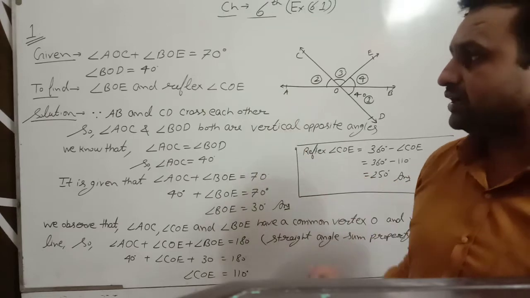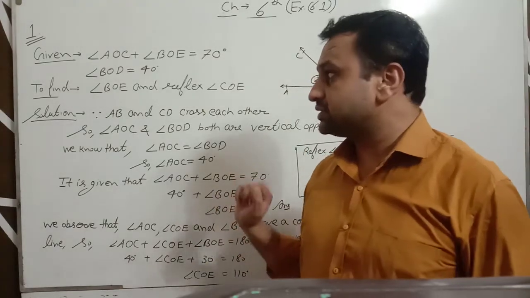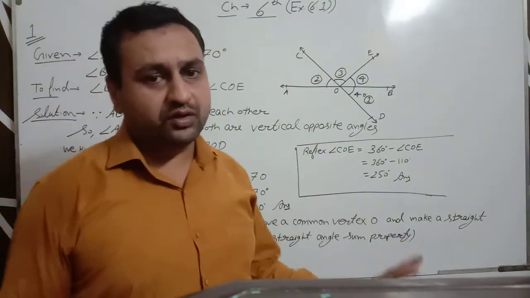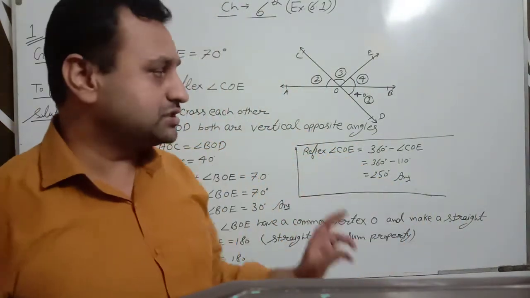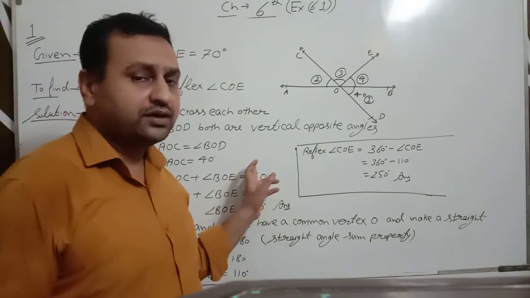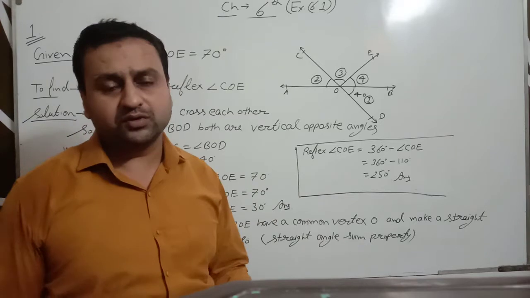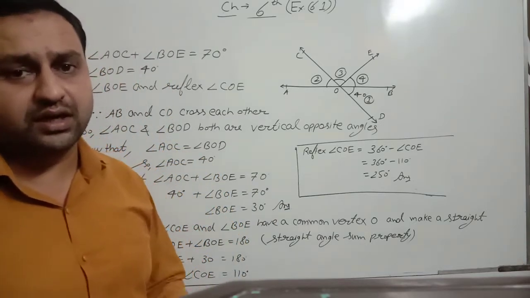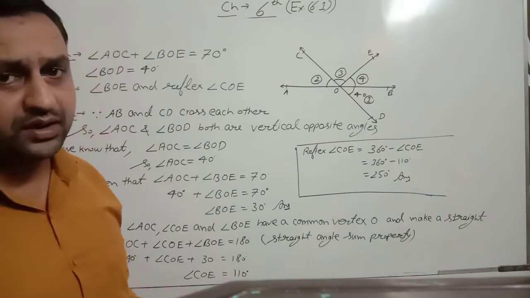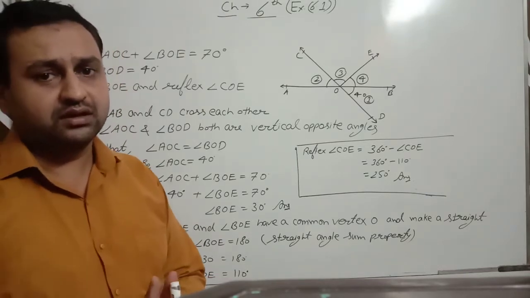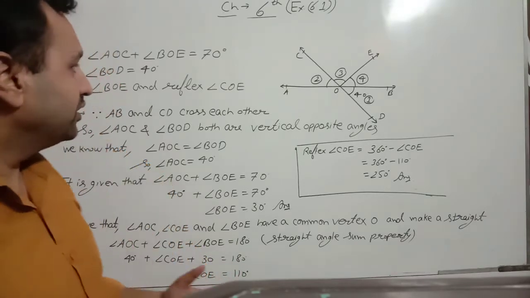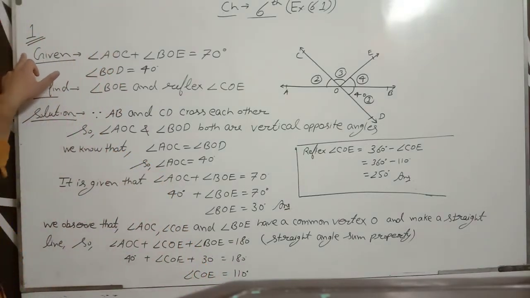Now we have to start chapter 6 exercise 6.1. For this chapter we have to revise the basics of this chapter, in which we study alternate interior angles, co-interior angles, vertically opposite angles, linear pair, straight angle, adjacent angles, exterior angle sum property, etc. I hope you have remembered all of this. Now we start question number 1.